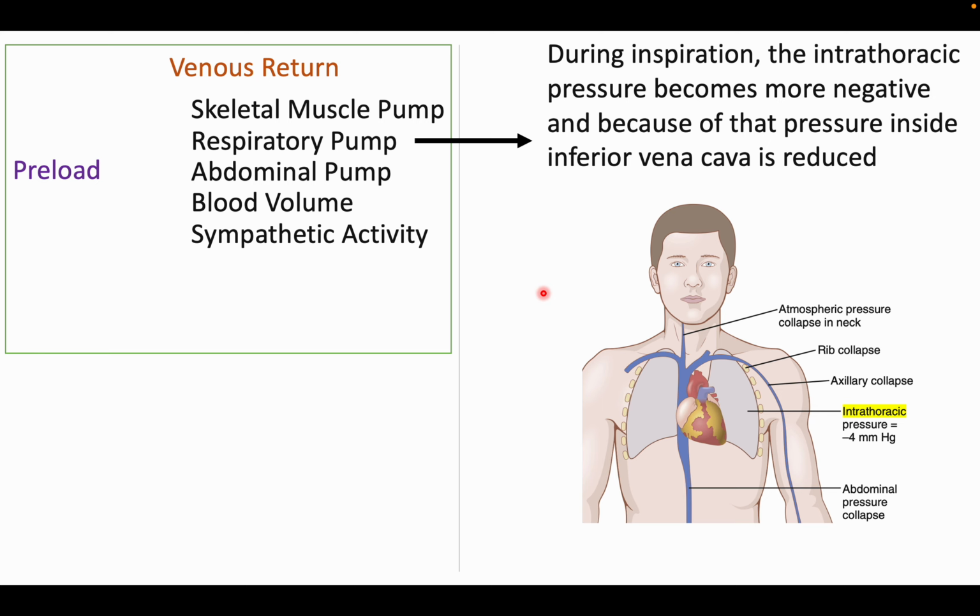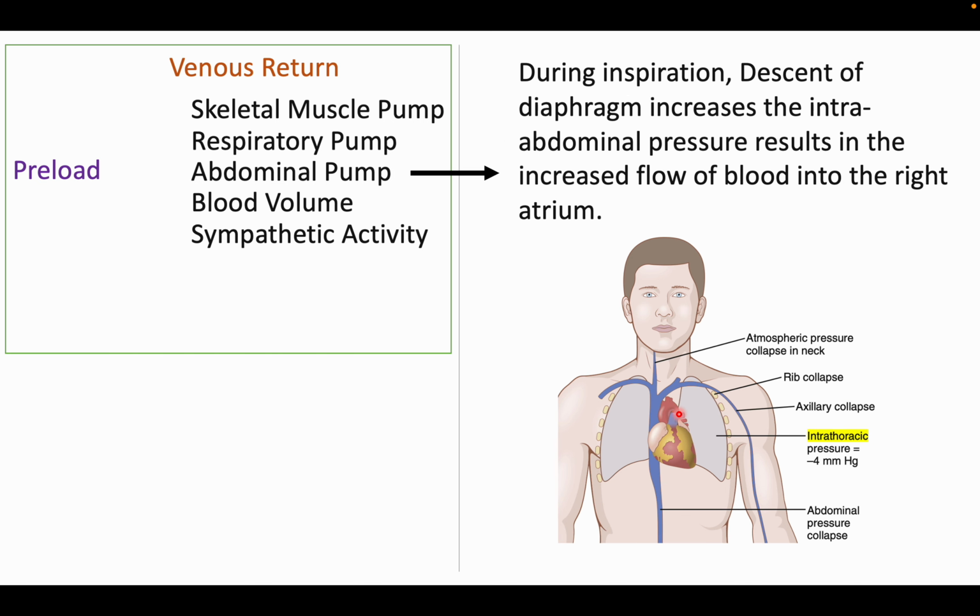The second part is the respiratory pump. How does this respiratory pump increase venous return? During inspiration, the intrathoracic pressure becomes more negative. Normally it is -2 mmHg, but during inspiration its negativity increases, and because of that the pressure inside the inferior vena cava reduces, which acts like a suction, and more blood comes towards the inferior vena cava. So during inspiration, the respiratory pump causes a suction like effect, and more blood is coming from the inferior vena cava.